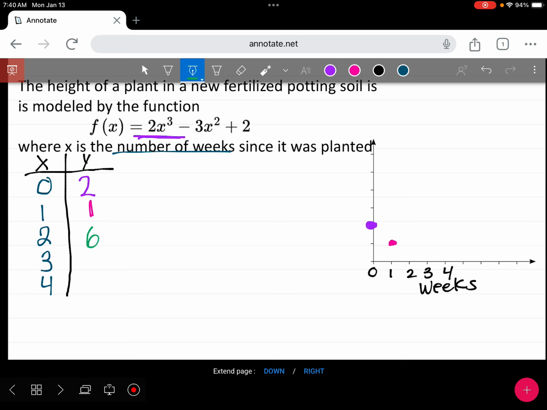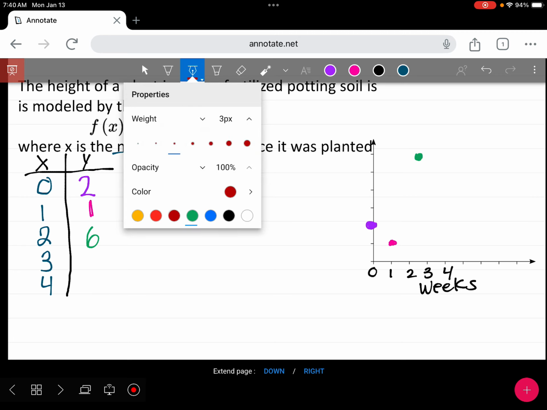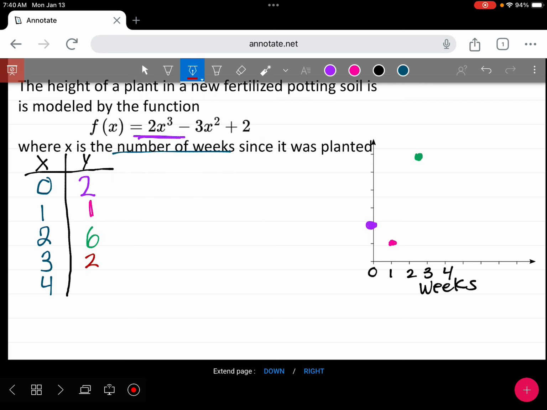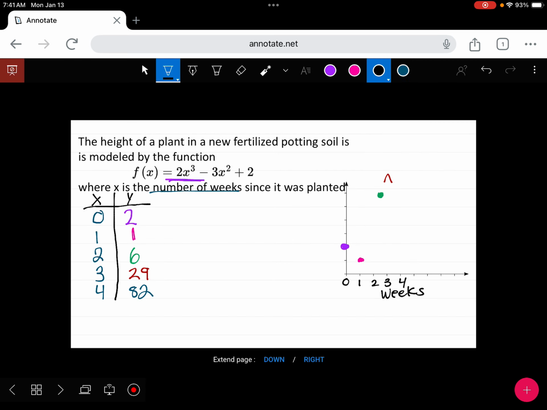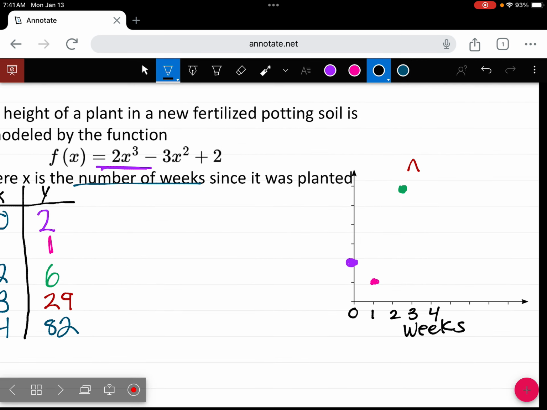6. So we go, whoop. And then for 3, 29. We start experiencing some rapid growth. And for 4, 82. Don't feed the plants. Get little Shop of Horrors vibes on that now, because that is growing really, really fast. If we have gone from 2 to 82 in the span of 4 weeks, that is a very, very fast growing plant. Thank you, Audrey II.